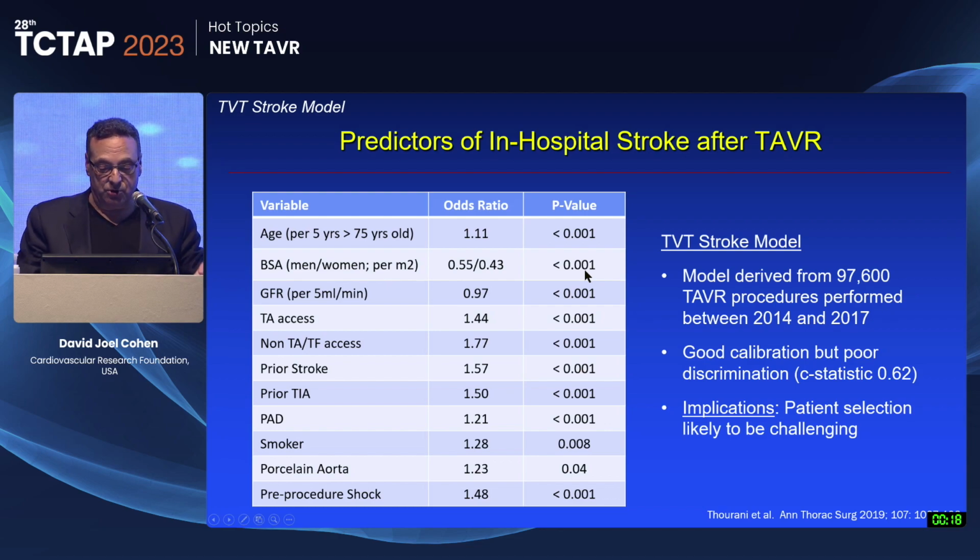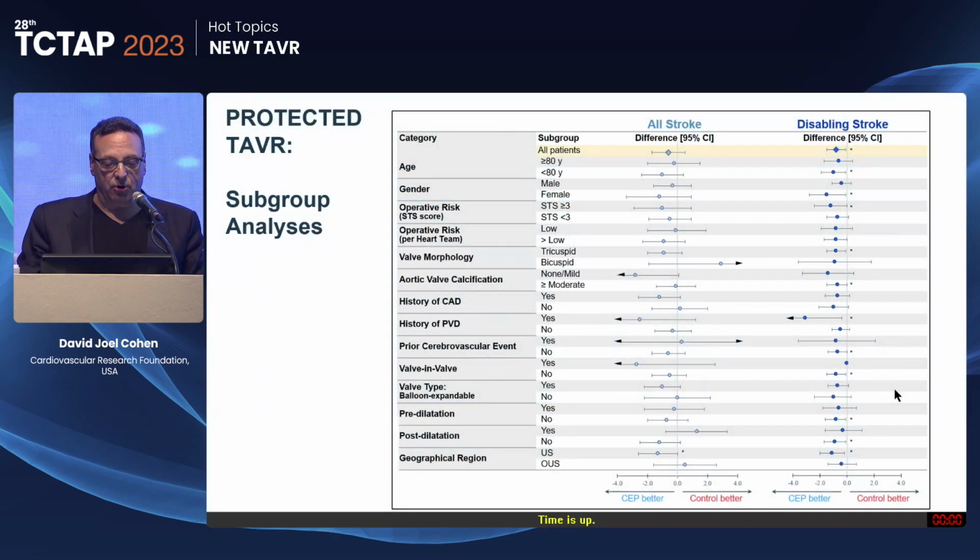There are a lot of things that are associated with stroke, but if we look at the discrimination, our ability to predict stroke, the C statistic here is 0.62. That's barely better than a coin flip. So we have predictors, but we can't, in any meaningful way, identify who really is likely to have a stroke. And this doesn't even count disabling stroke, which is rarer and harder to predict.